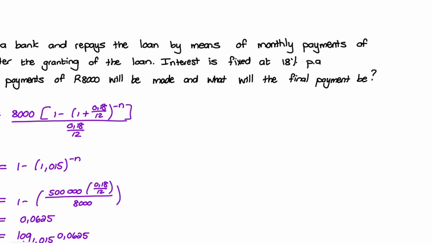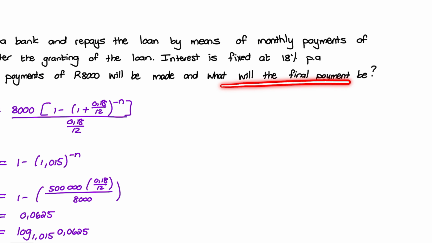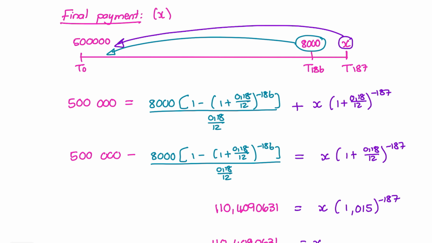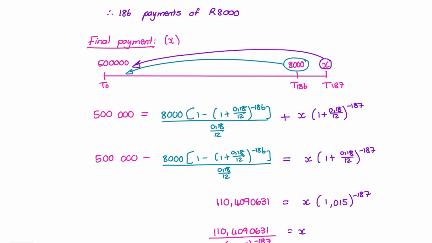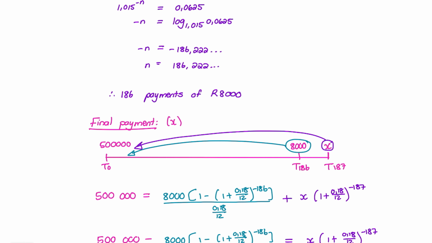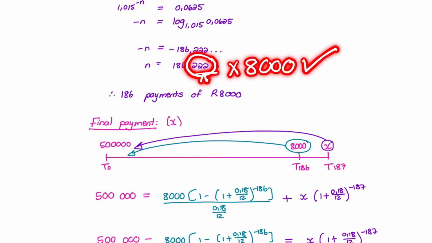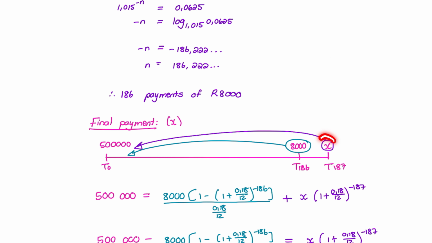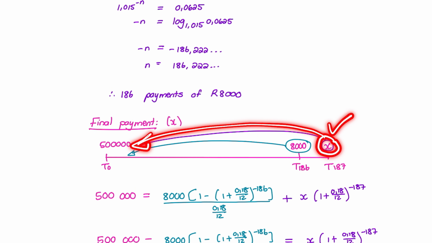The second part of the question says, what will the final payment be? So here's the full solution, but we'll run through it step by step. I'm going to make my final payment X. A common mistake that students make is they take that 0.222 or just the decimal part and they multiply that by 8,000 Rand and they say that's the final payment. But what they tend to forget is that the final payment that we need to calculate actually includes interest that you've paid over this whole period.